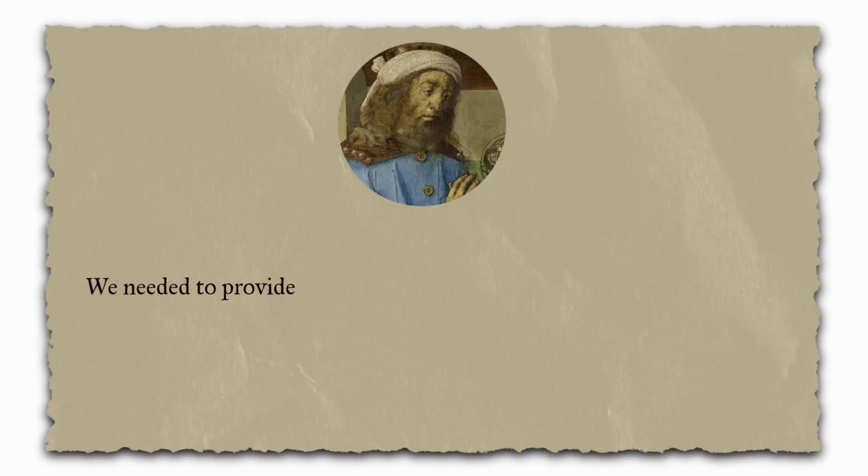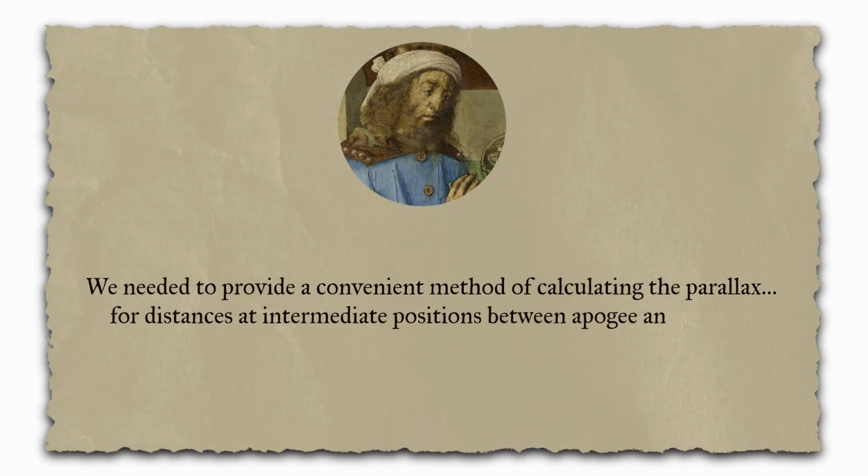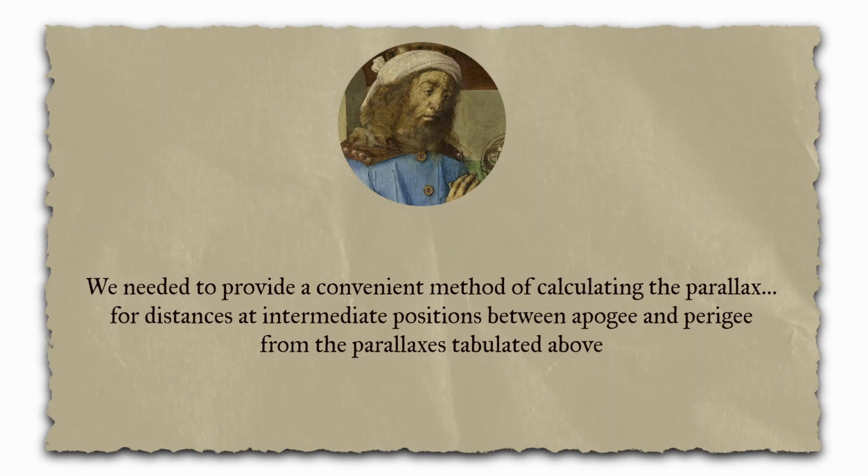While Ptolemy has certainly demonstrated the method for calculating the parallax, it's an annoying calculation to go through. As such, Ptolemy tells us he wants to find a convenient method of calculating the parallax for distances at intermediate positions between apogee and perigee from the parallaxes tabulated above. In short, Ptolemy is going to do what we've done so many times now: create a convenient table for quick reference, in which we can look up the values we need instead of having to calculate them from scratch each and every time. As we've learned in this video, the parallax is primarily dependent on two things: how close the object is and how far it is from the observer's zenith.